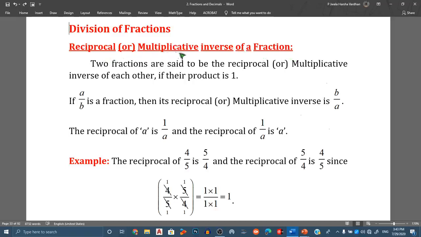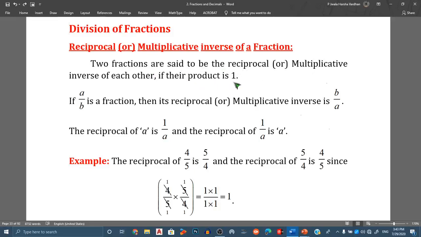Reciprocal and multiplicative inverse both are the same. These two words can be used. So reciprocal is nothing but the multiplicative inverse, or multiplicative inverse is nothing but the reciprocal. So first you know what is the definition here. Two fractions are said to be the reciprocal or multiplicative inverse of each other if their product is 1.